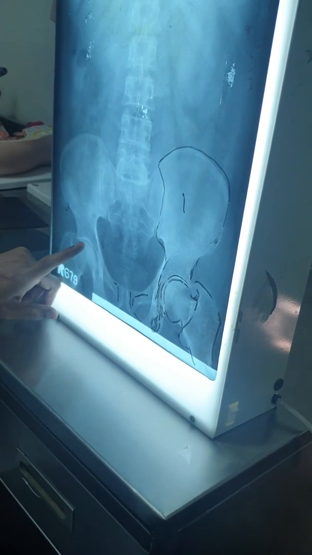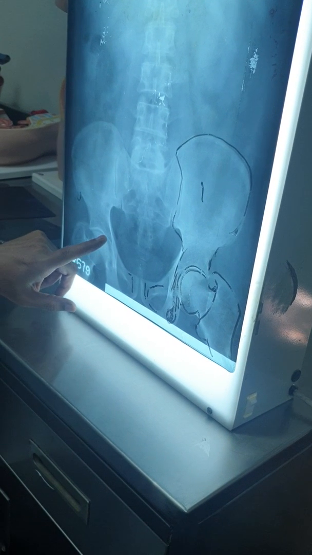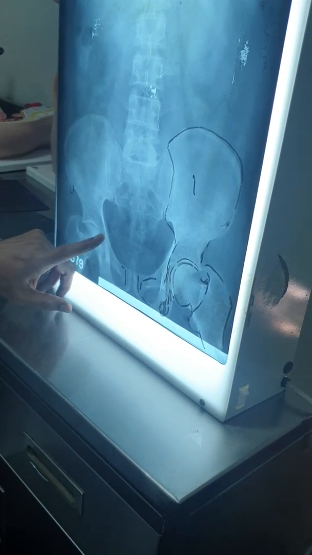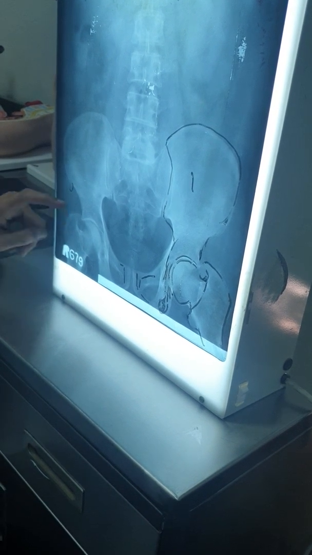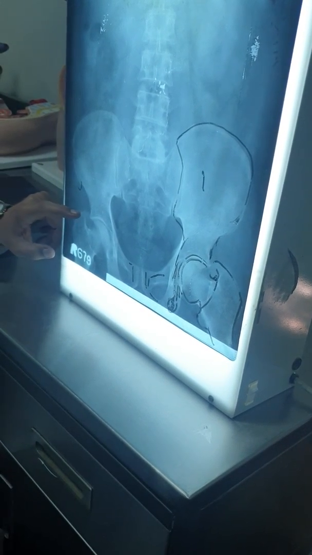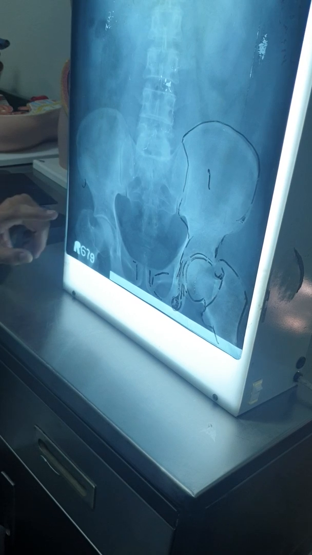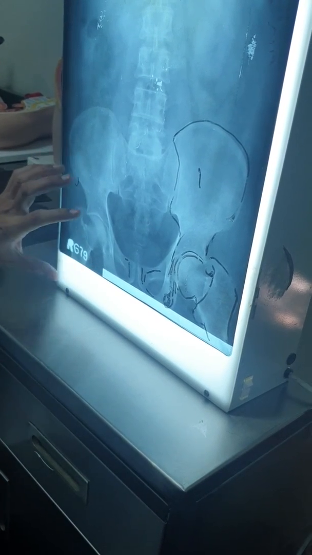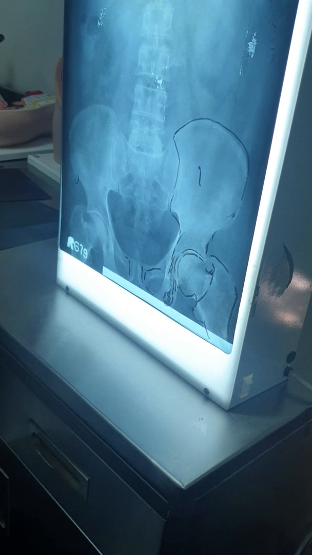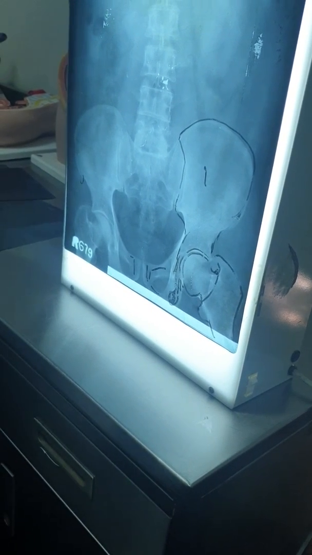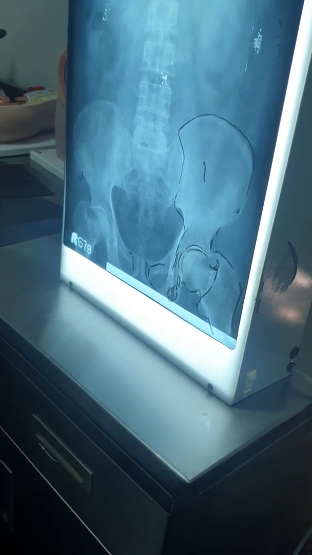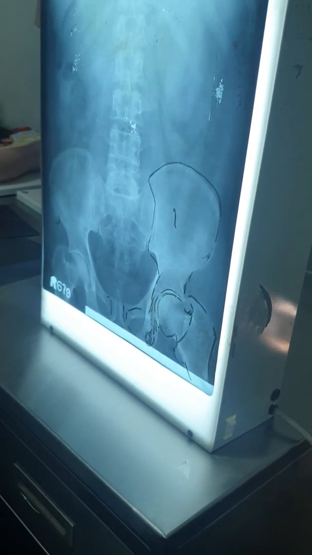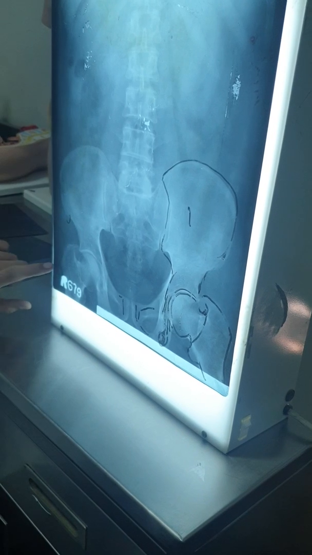This is the head of the femur, neck of the femur. This is the greater trochanter. This is the lesser trochanter. So the important landmarks here you should identify, because they are important in dislocations or fractures. So you should commonly know their position.